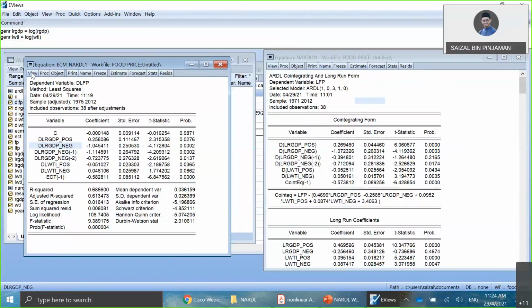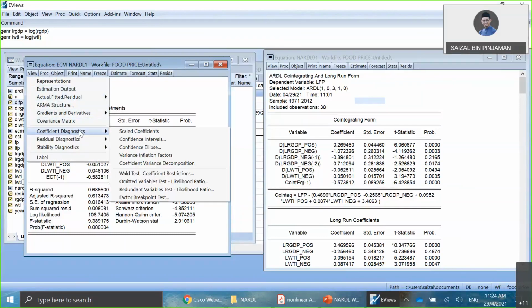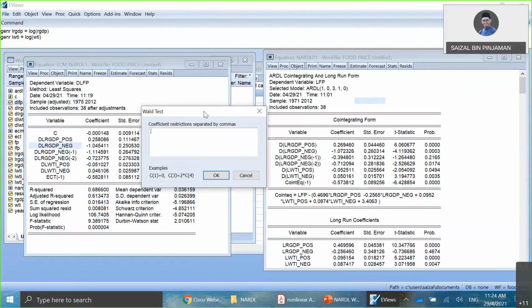To run the Wald test, click View, then go to Coefficient Diagnostics and choose Wald Test. Here, count the coefficients that represent the GDP in negative. We have coefficient number 1, coefficient number 2, and coefficient number 3. So coefficient number 3 is equal to coefficient number 4, equal to coefficient number 5, because the coefficients for negative GDP start from coefficient number 3 until coefficient number 5.